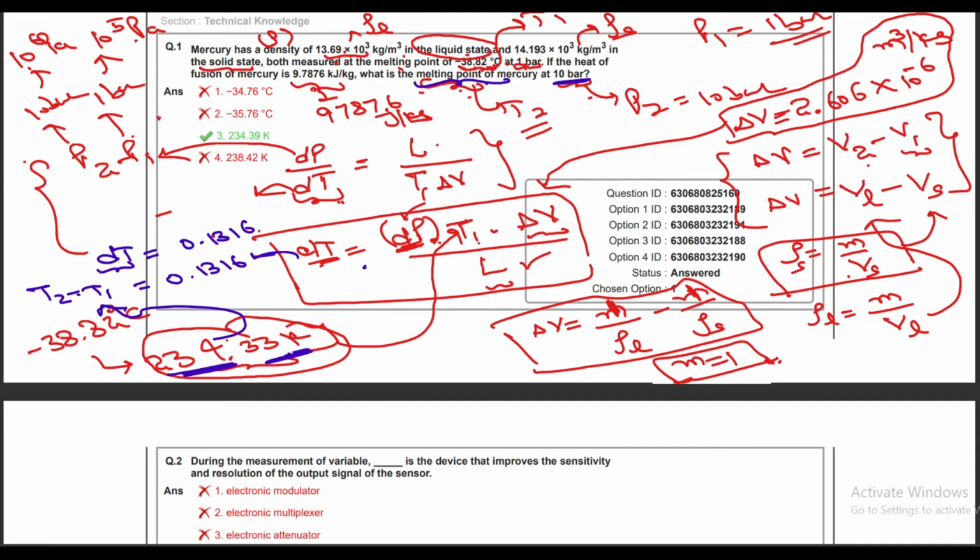Okay, and in this case your T2 will be T1 plus 0.1316. Put this T1, 234.33 plus 0.1316, and you will see here the value of T2 is 234.46 Kelvin. Okay, so that is almost equal to 234.39. So you can tick this option as your correct answer. So the third option is the correct answer of this question. Clear?